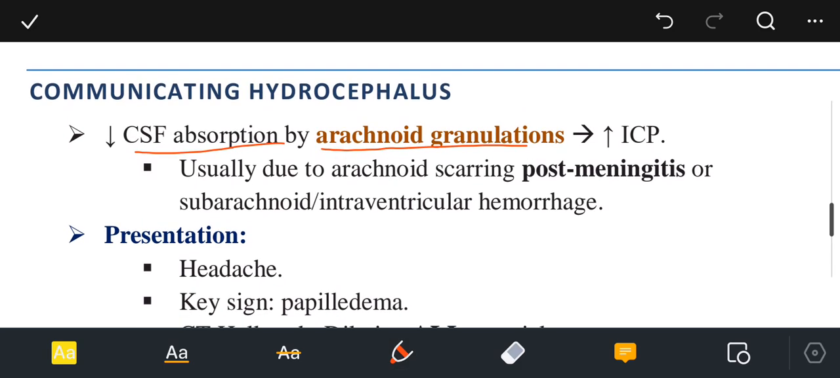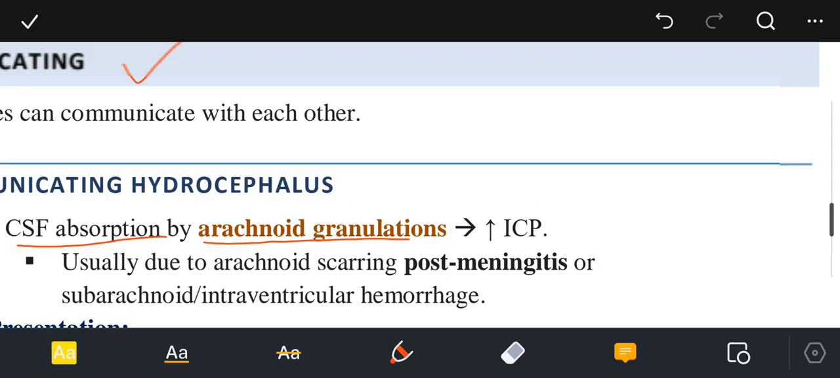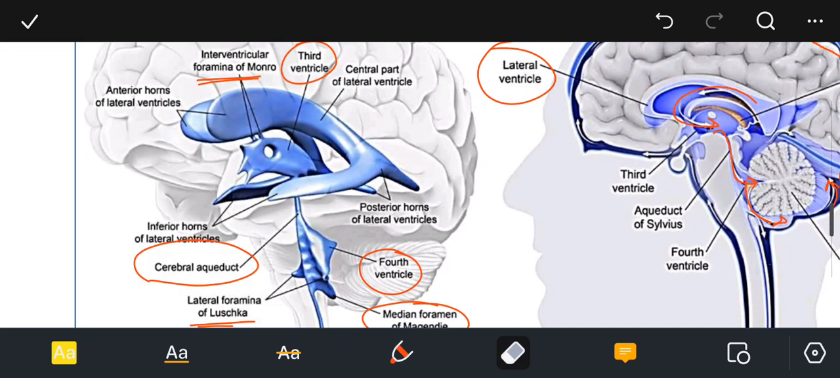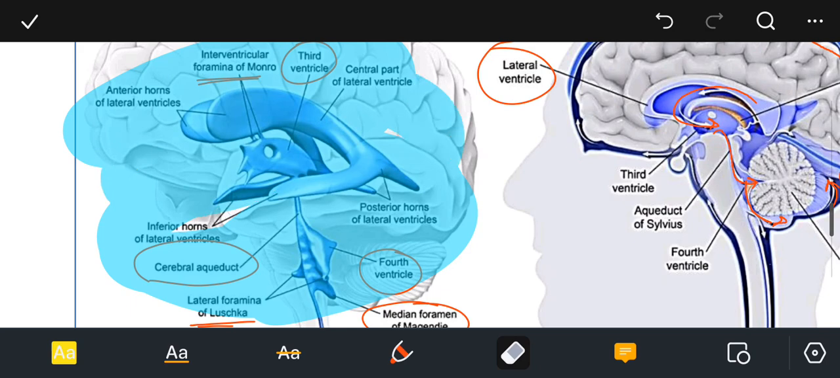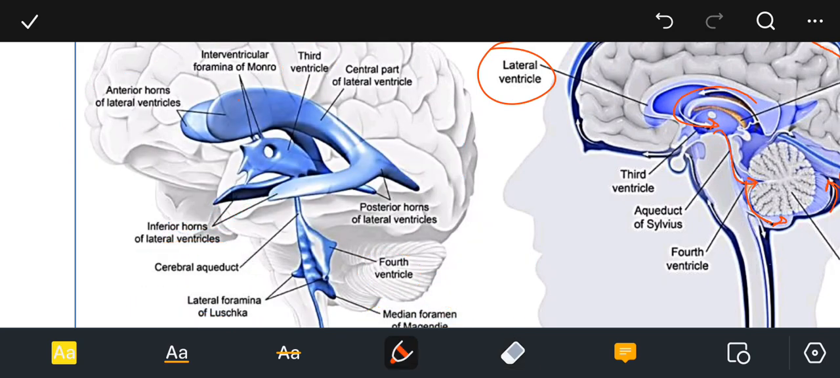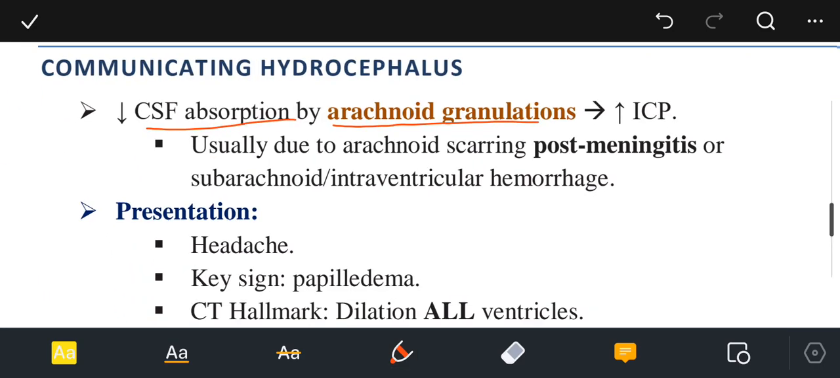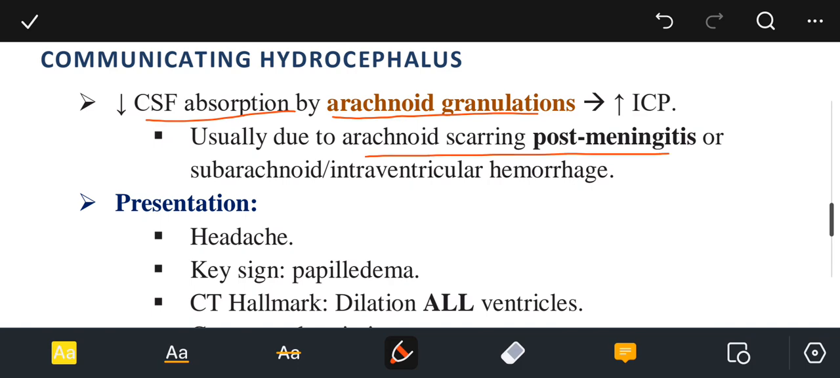So what is meant by communicating? Communicating means that there is a wide communication between the ventricular system and the subarachnoid space present over here. If they are communicating with each other freely, then that is called communicating hydrocephalus. It is usually due to arachnoid scarring, post-meningitis, or subarachnoid or intraventricular hemorrhage.